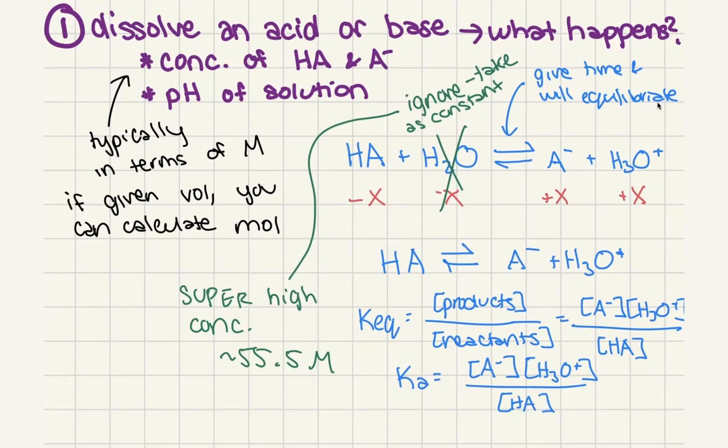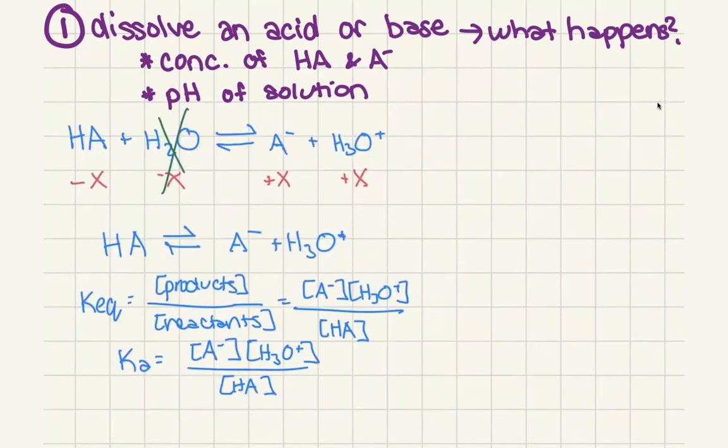And now what we're going to do is plug in these changes, these X variables that we got. So I'm going to clean up the page a little. Now that we're ignoring the water, let's rewrite this equation over here: we have HA, A minus plus H3O plus. The first time we do this, let's do an ICE table so you can see where things come from. Then we'll see how we can skip the ICE table if we recognize the trends, but later we'll come back to our ICE tables.